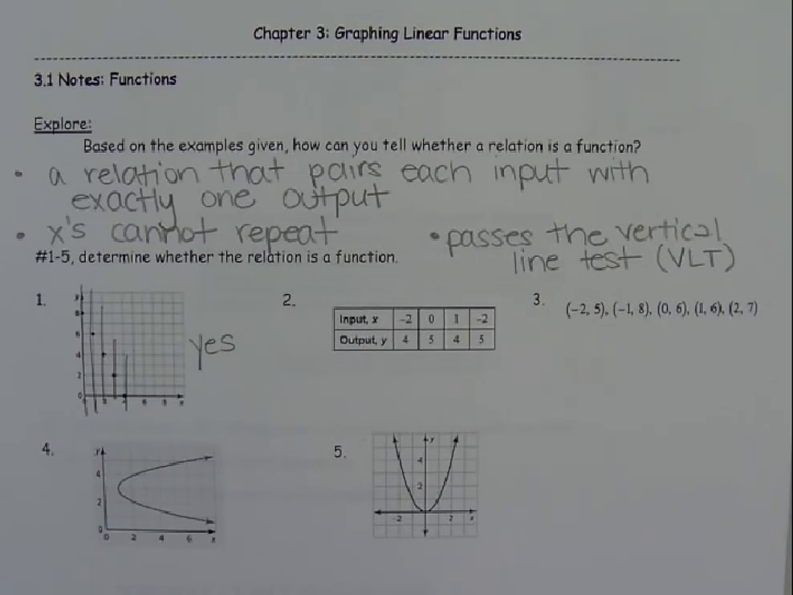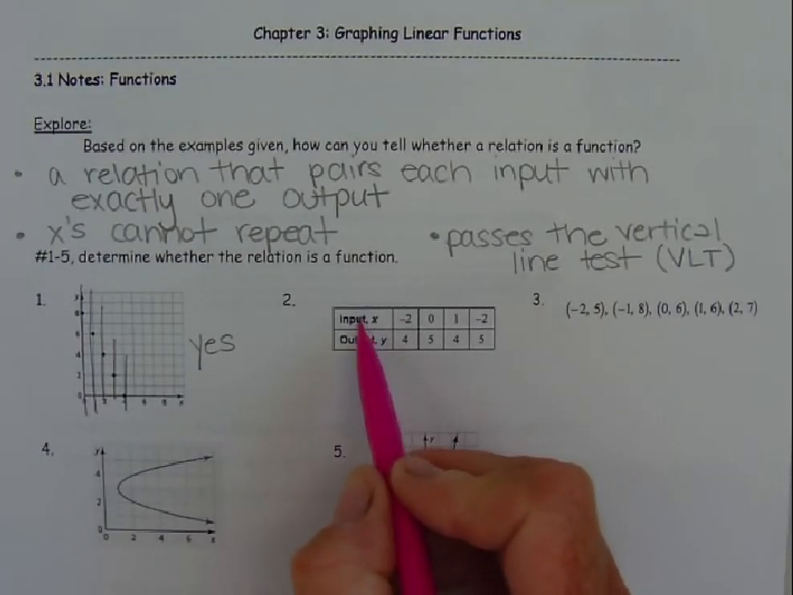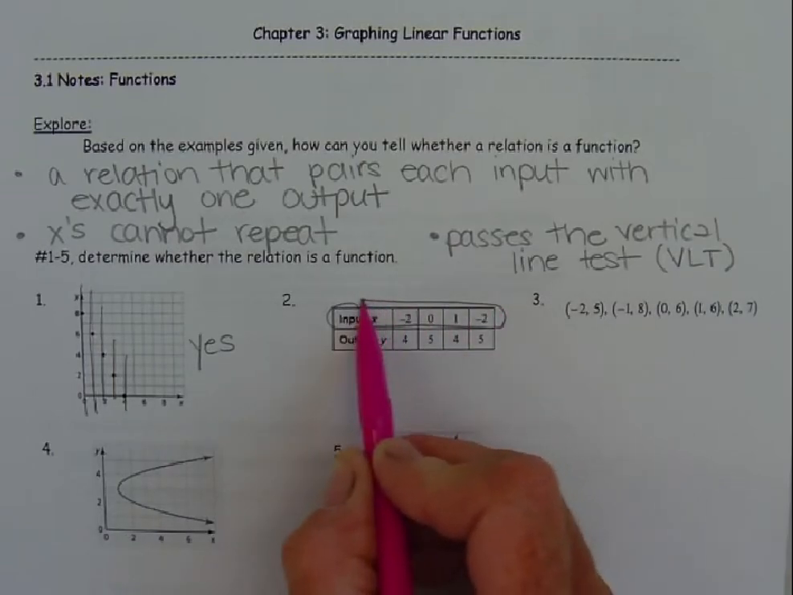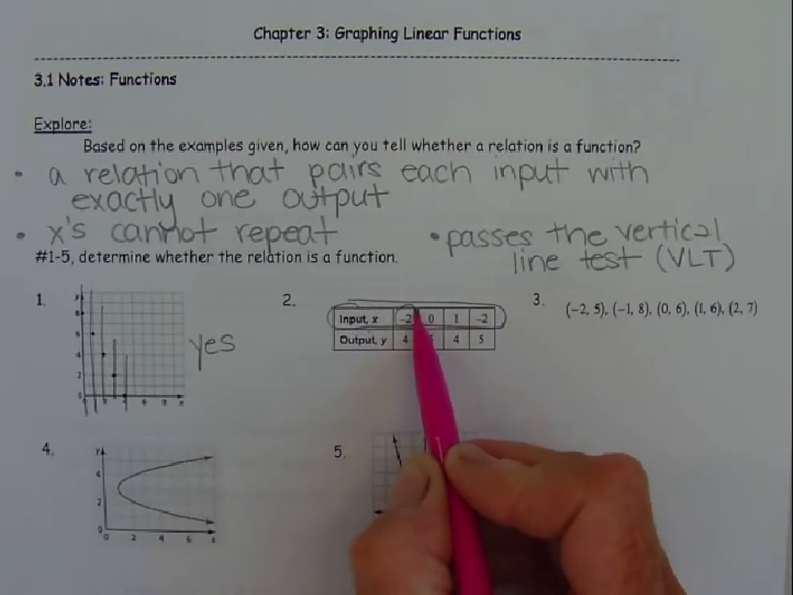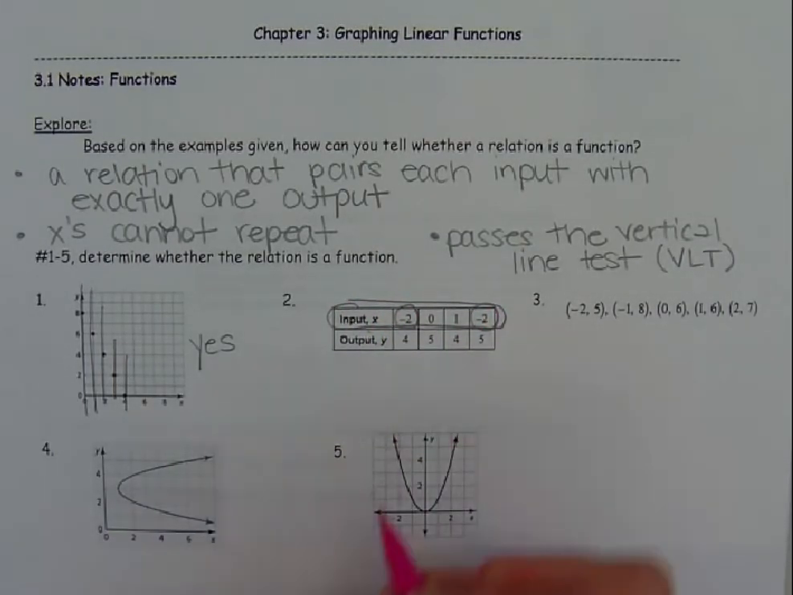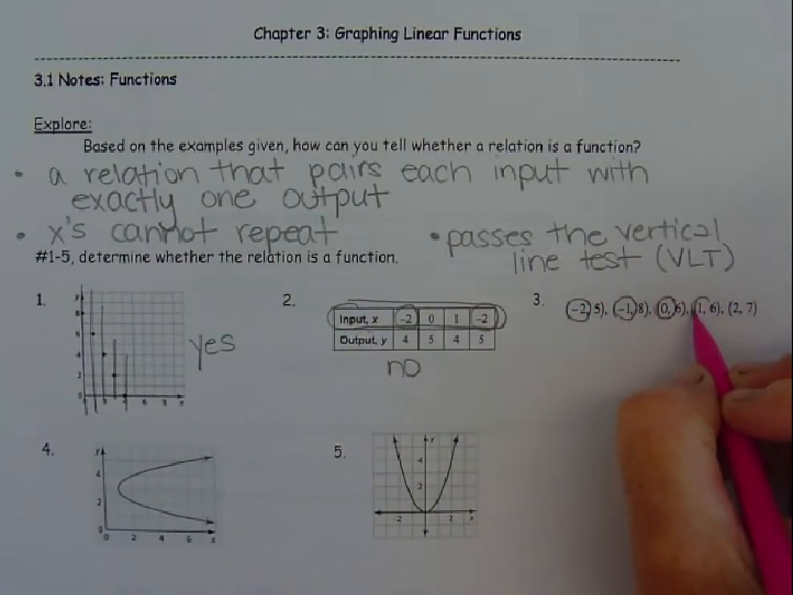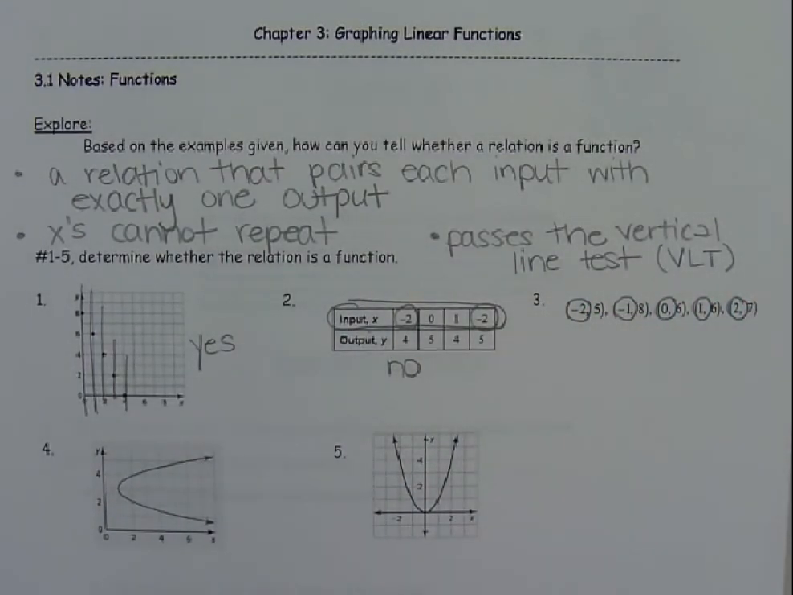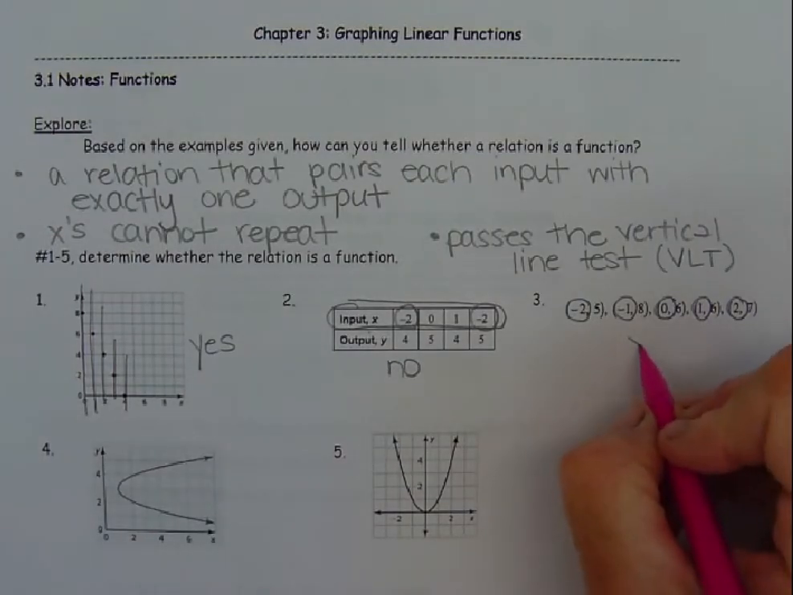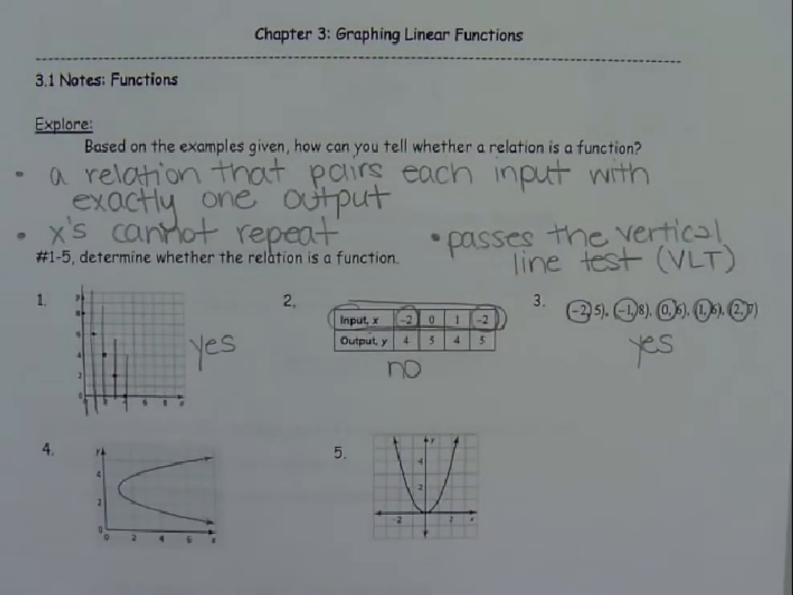If you take a look at number 2, if you take a look at your x values or your input, you see clearly right away that the x values do repeat, so this would not be a function. Same for number 3. If you just key on the x values, if you take a look at all 5 of those x values, none of them repeat, so this is a function.